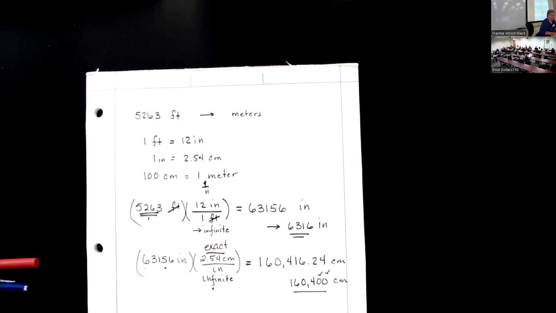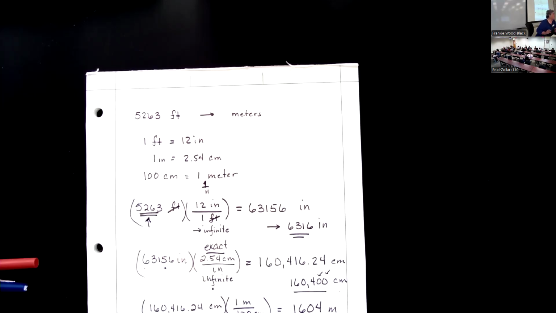Now, if I want to go to meters, we're going to do centimeters. So now I've got my 160,416.24, and I'll carry all my gory details here. And this is in centimeters. And now I've got 1 meter divided by 100. Now in my metric system, these are exact, so they're infinite. So this is now divided by 100. So now I would report, and now I'm going to cut it off, I'm going to report that as meters. Because again, I'm starting with my 4 significant figures. And I've gotten down to my meter.